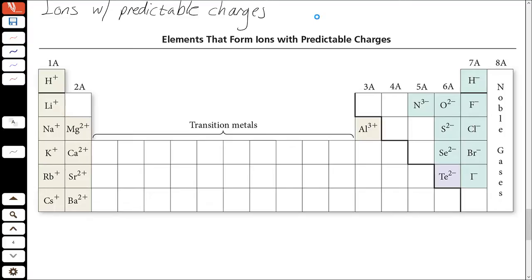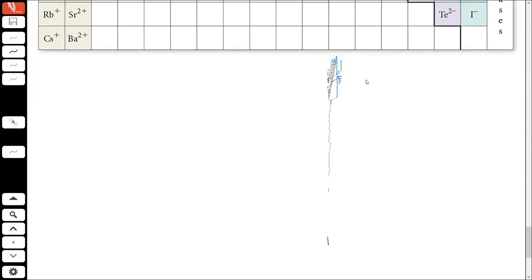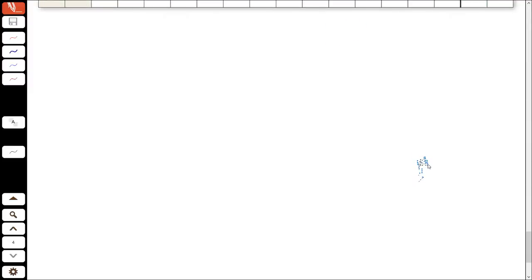All right. Any questions about that stuff so far? Okay, then let's take a look at the last part of chapter 2, which is about moles and molar mass.